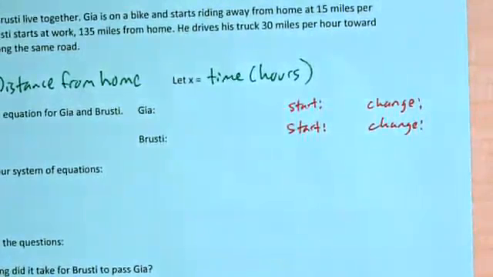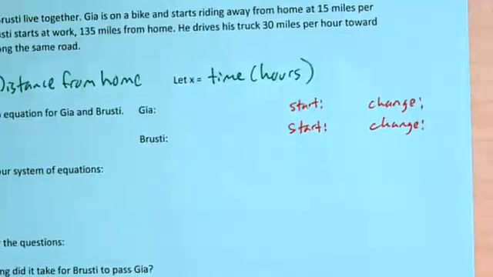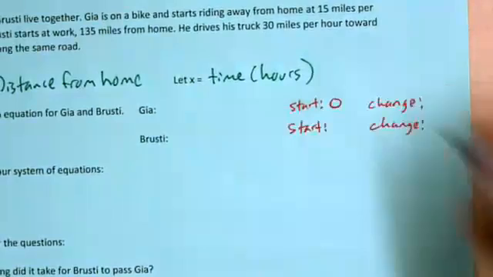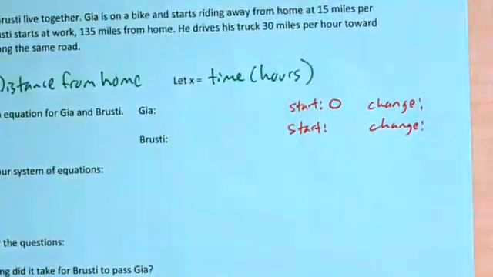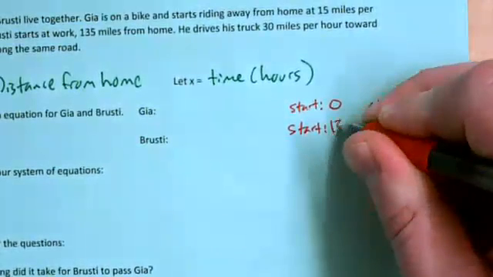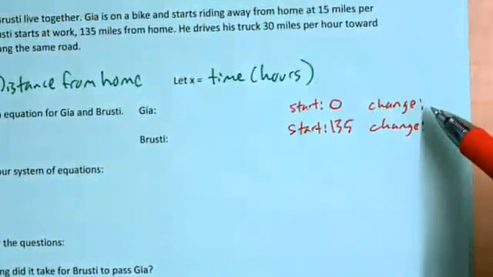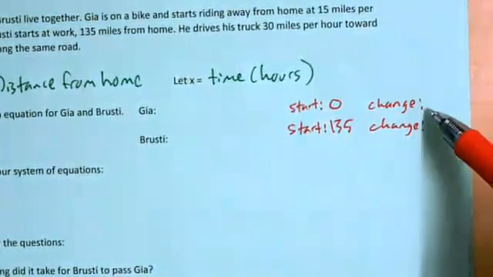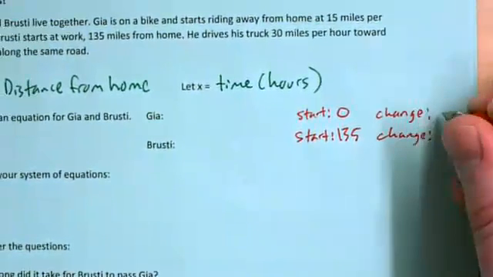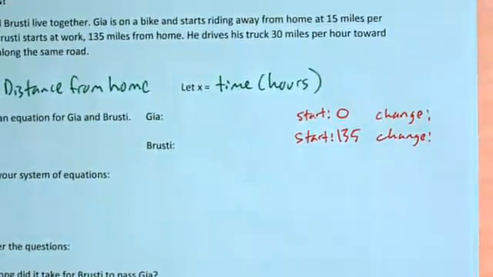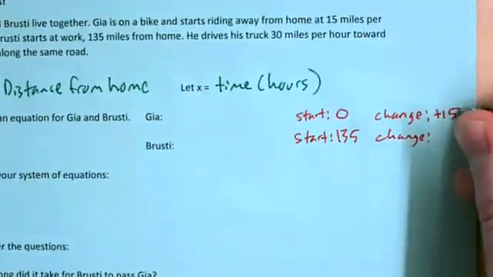She starts at home, so she would be 0 miles away from home at that point, right? So she's starting at 0. What about Brewsty? How far away is Brewsty when this whole thing starts? Brewsty is 135. All right, I want you to think about their speeds. What is Gia's speed or her change? Hers is 15. And is her distance getting bigger or is it getting smaller? She starts at 0 and she's getting further away from home. So her distance is getting bigger, right? So her speed would be a positive 15.